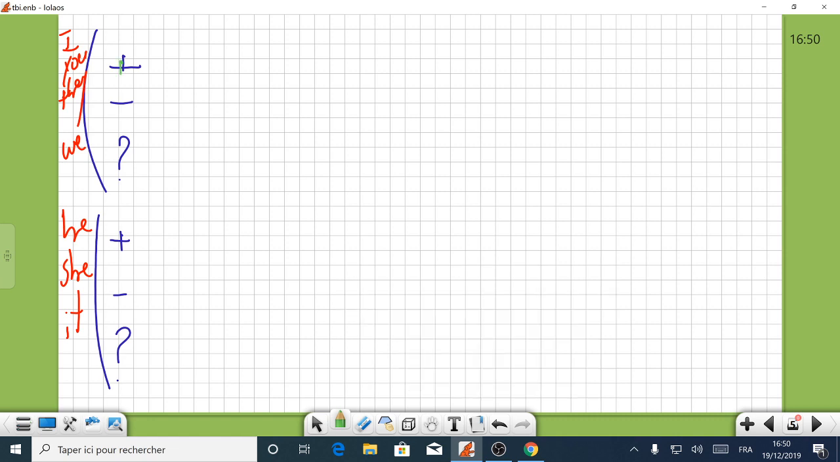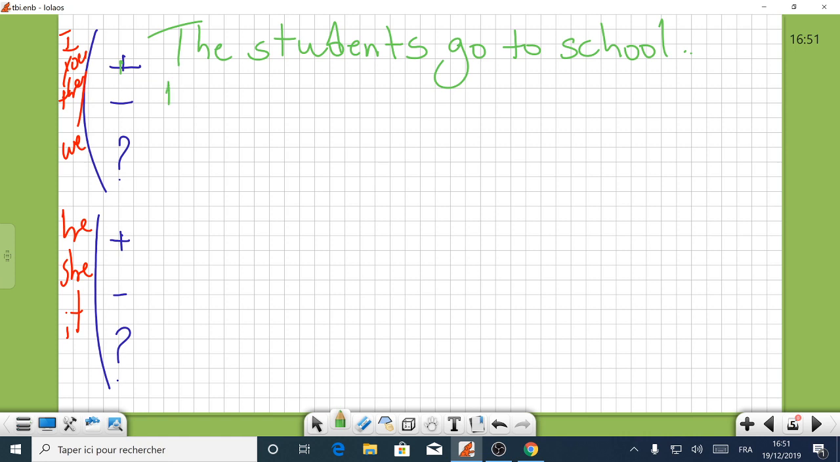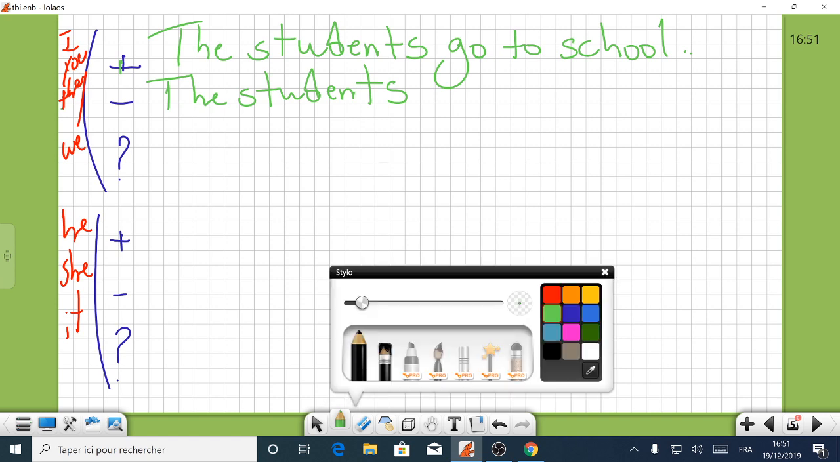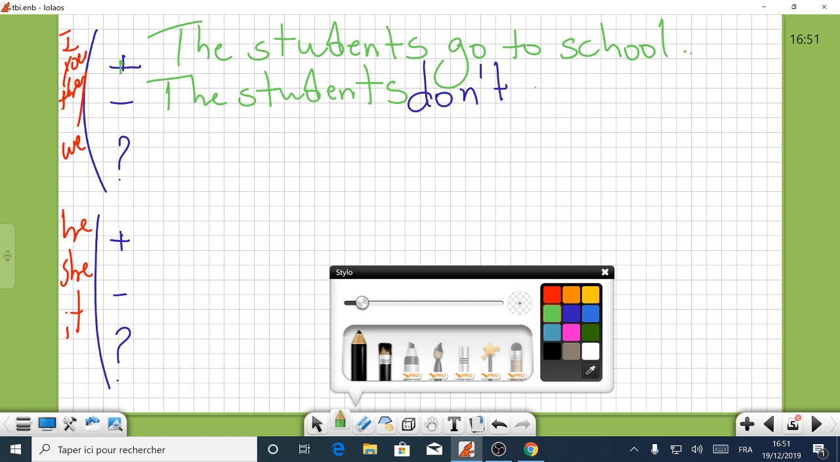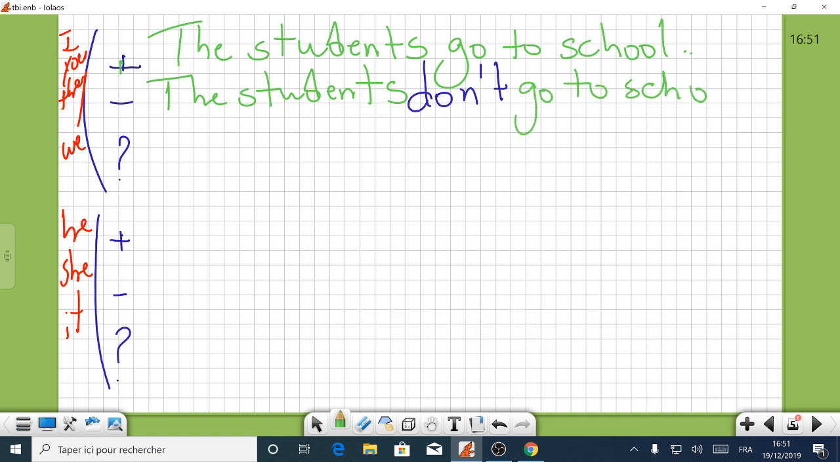I take the first example, I write they, the students, or yes, the students go to school. The students go to school, of course, full stop. This is, of course, a positive sentence. If you want to make it negative, we say the students. Of course, when I say the students, it's like they, and we have don't. We finish the sentence: the students don't go to school.